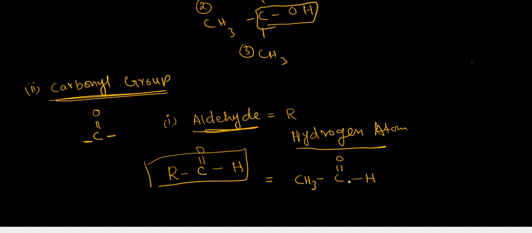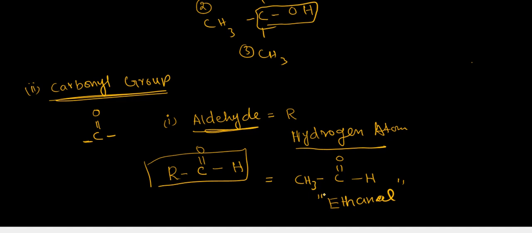If we go toward its naming, we can easily name it: the ending E of the parent alkane will be replaced by AL. From ethane, the ending E will be replaced by AL, so its name will be ethanal.